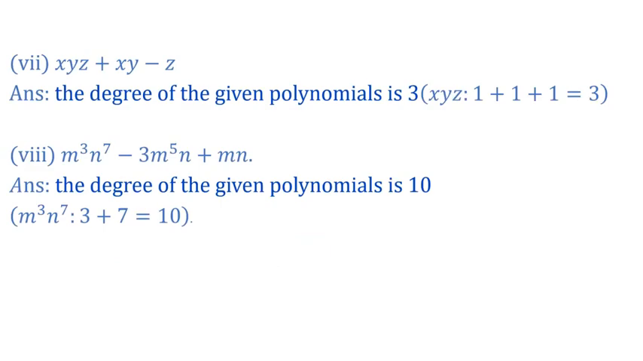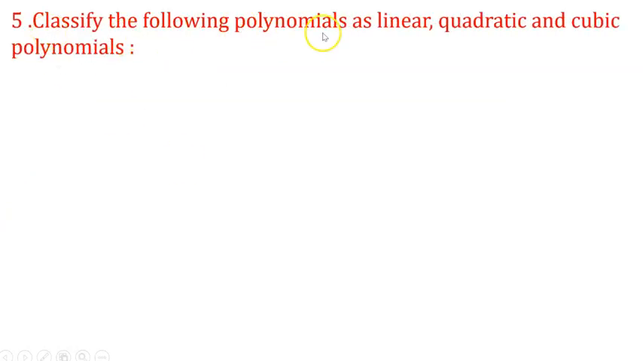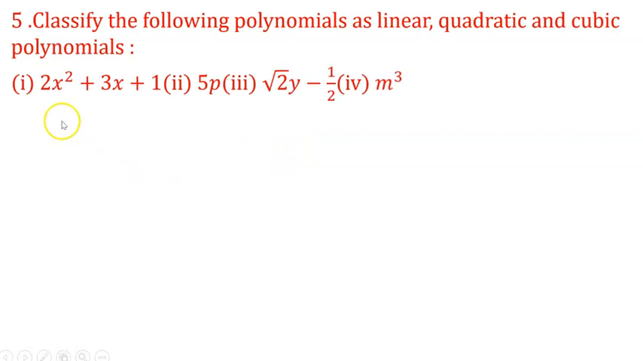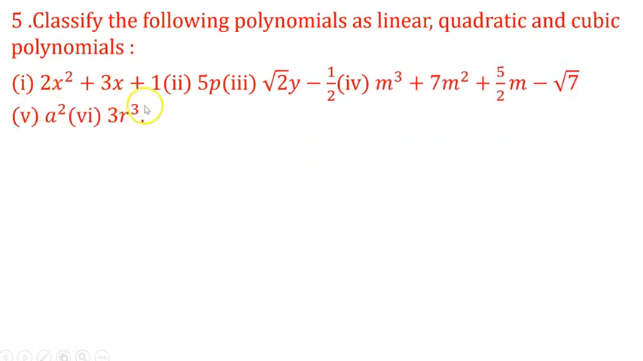Now next question. Classify the following polynomials as linear, quadratic or cubic polynomials. First, 2x square plus 3x plus 1. Second is 5p. Third is root 2y minus 1 upon 2. Fourth is m raised to 3 plus 7m square plus 5 by 2m minus root 7. Fifth is a square. Sixth is 3r cube.